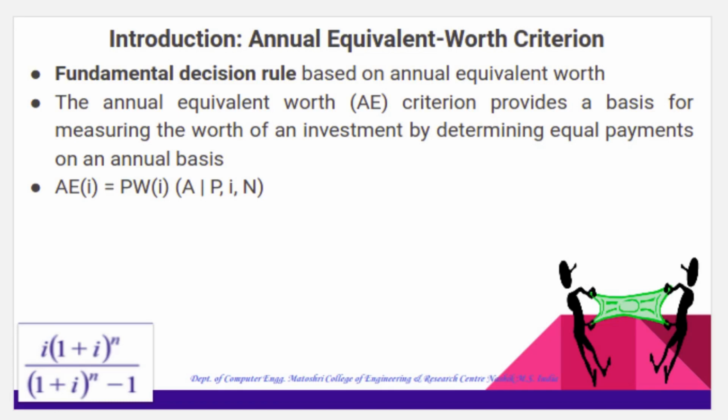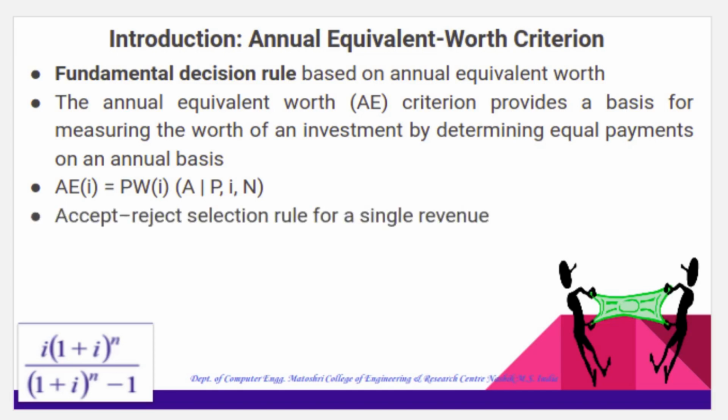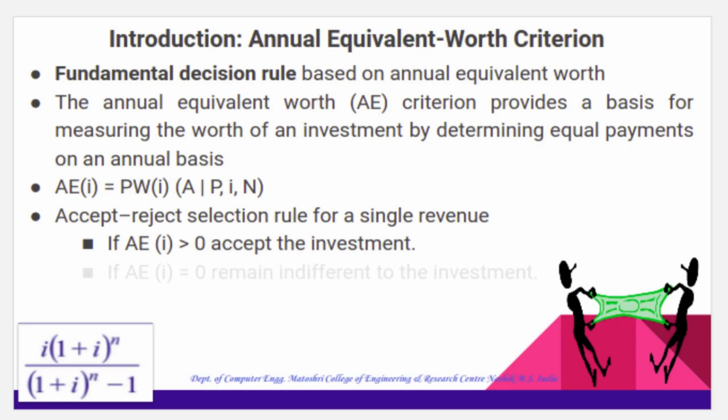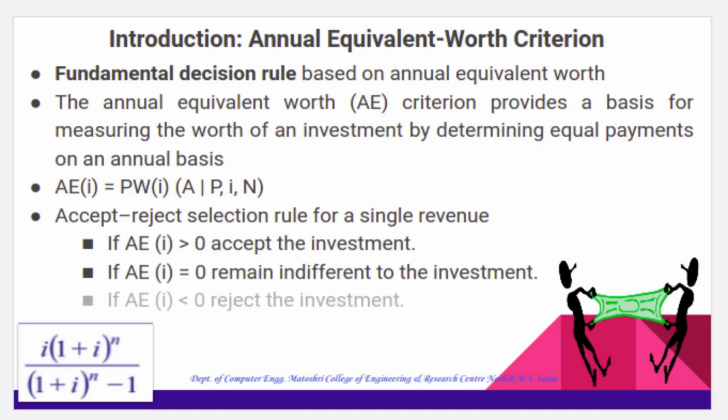Now there will be an accept and reject selection. The accept-reject selection rule for a single revenue is: if AE is greater than 0, then accept the investment. If AE is equal to 0, then remain indifferent to the investment. If AE is less than 0, then reject the investment.